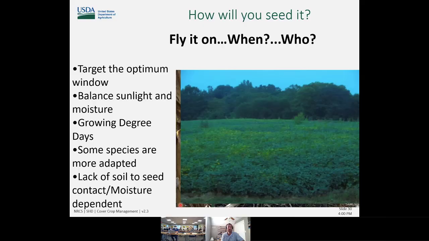Also, when we're flying different cover crops on, we need to make sure that we source a good pilot. We don't want our cover crops that could sometimes be costly. We don't want them seeded in the road. We don't want them seeded in the neighbor's field. We don't want them seeded in the woods. We want them on every square foot of the field that is in target to get those cover crops being put on.